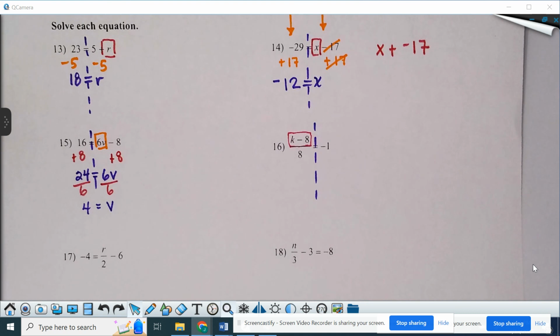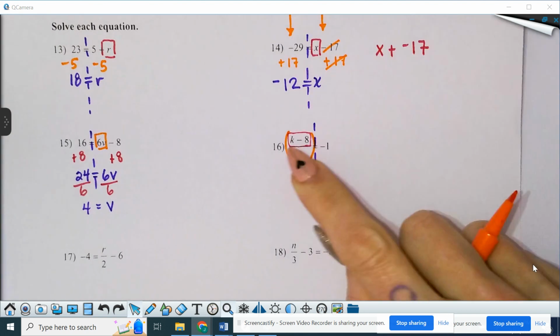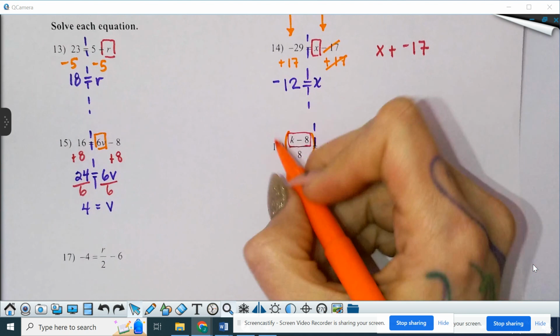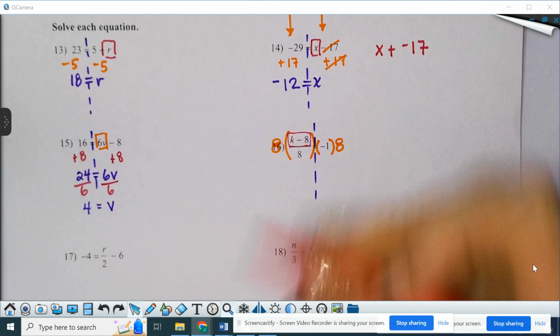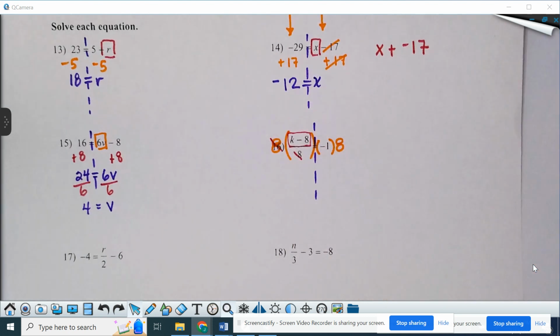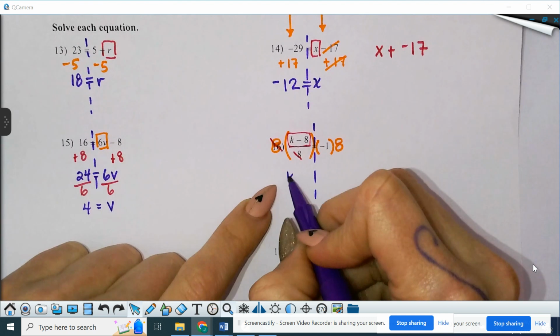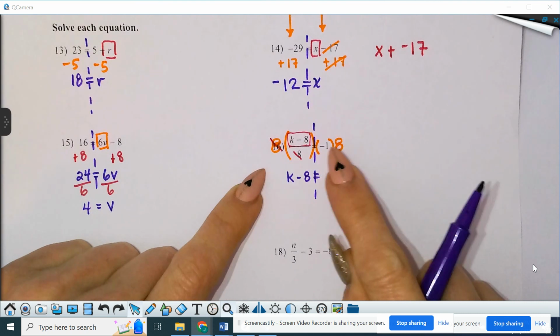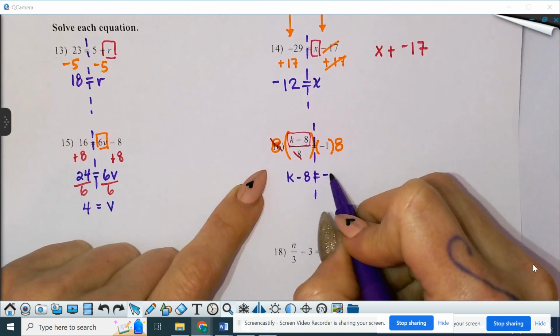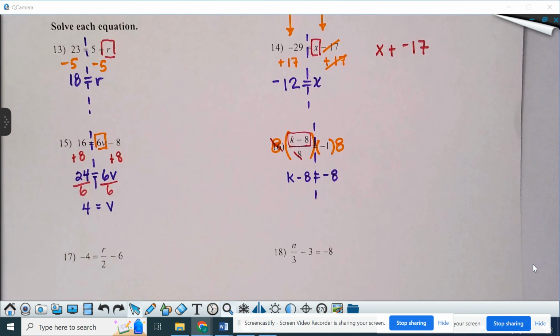How do we undo division? Yeah. So for k minus 8 divided by 8, to undo it, we're going to multiply both sides by 8. And that just gets rid of the 8s on this side. And then I end up with k minus 8 equals a -1 times 8. That's a negative times a positive is going to give us a -8. A -1 times 8.